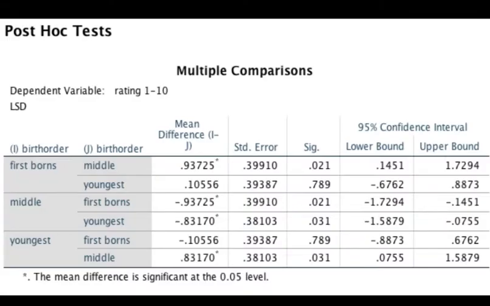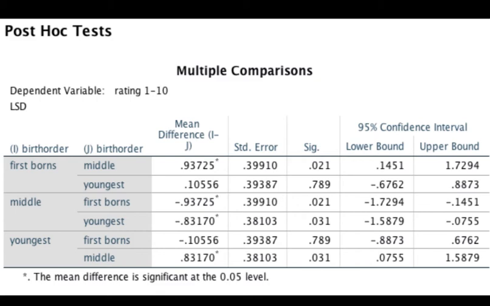The post hoc tests reveal that there was a statistically significant difference between firstborns and middle children at p equals 0.02 when we round. You might recall from looking at the graph and the descriptive statistics that firstborns had a higher score on need for achievement than middle children.